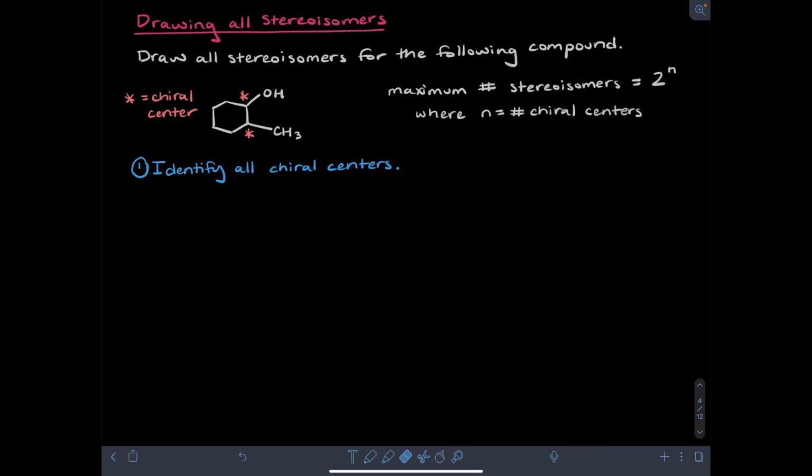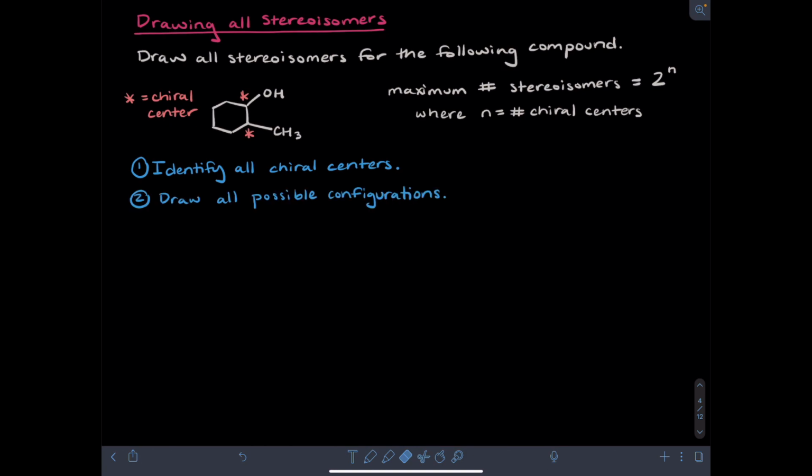Your maximum number of stereoisomers that you could draw is 2 to the power of n, where n is the number of chiral centers you have in this molecule. So in this particular case, I have 2 chiral centers, so my maximum number of stereoisomers is 2 to the power of 2, or 4.